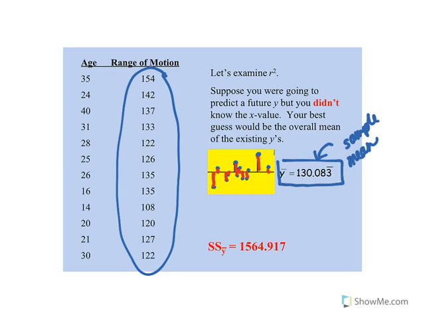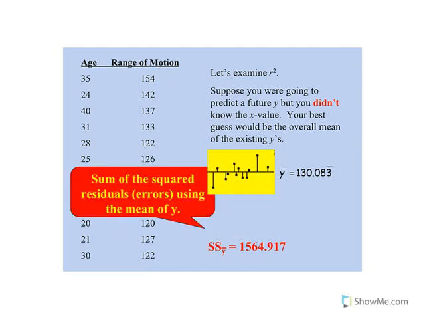Well, if I wanted to figure out all of the residuals, I would take each y value minus the y bar value. Remember, we square them to make them positive and we add them up. We could get what is known as the sum of the squared errors or the sum of the squared residuals. And that's this number here. This number represents the sum of the squared errors or residuals if I use the mean of y.